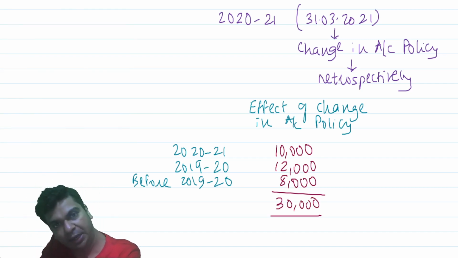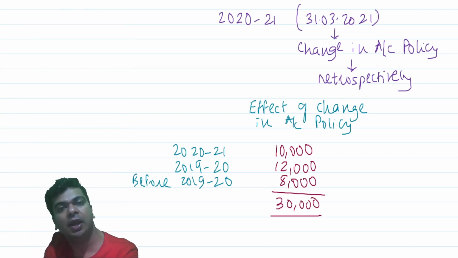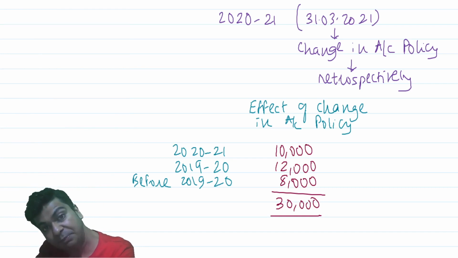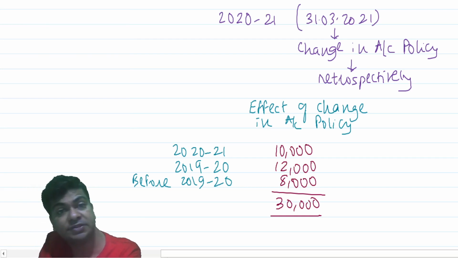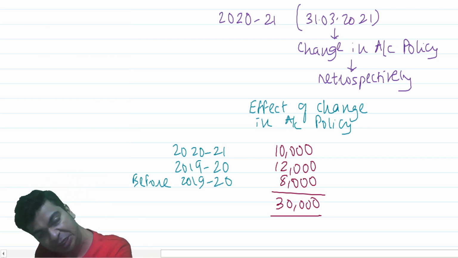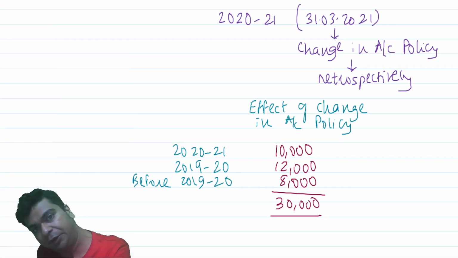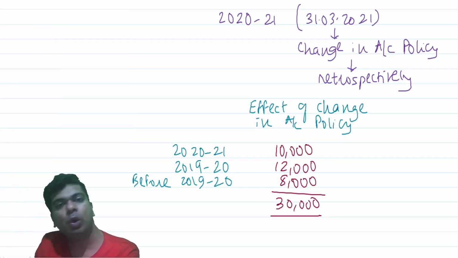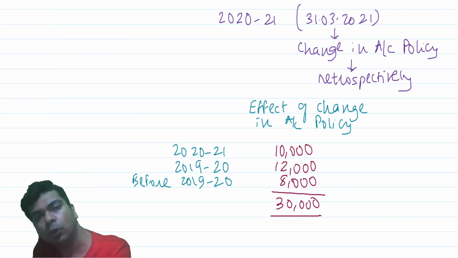But we are breaking it down into how much for the current year, how much for the previous year, and how much for the period before the previous years. This is how I am giving the effect of the change in the accounting policy. I'm basically taking a calculation which has been carried out retrospectively. Now, what do we do under Accounting Standard 5? Let me first discuss AS5 because that you already know.